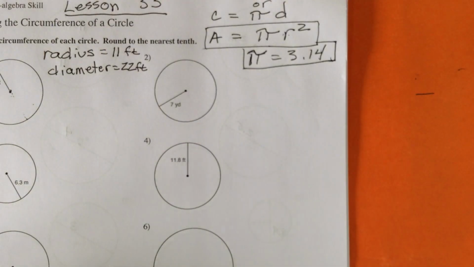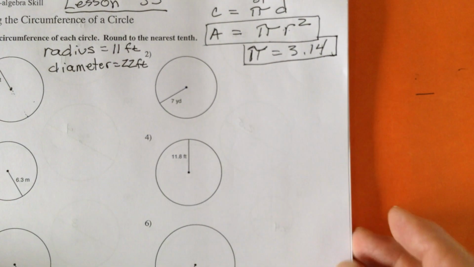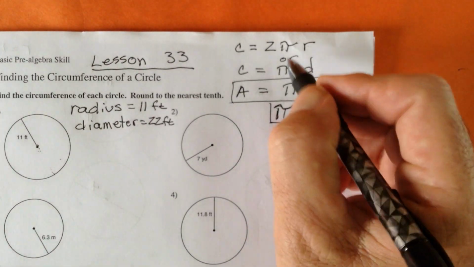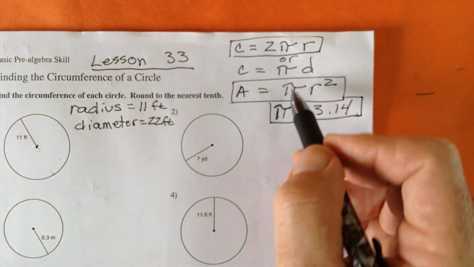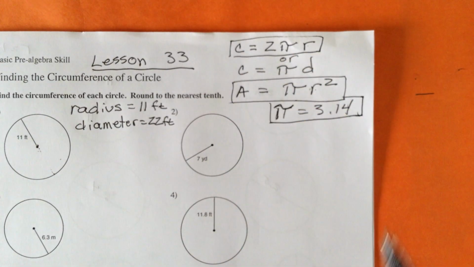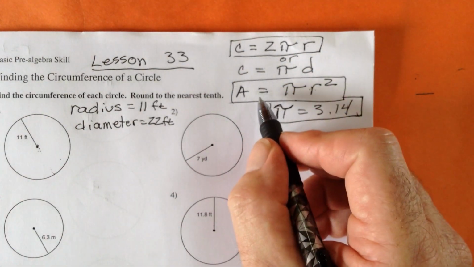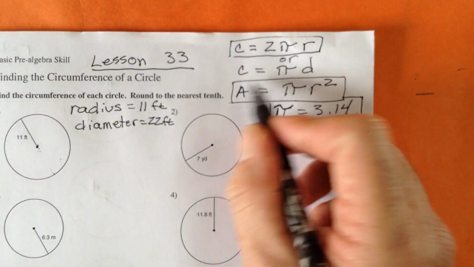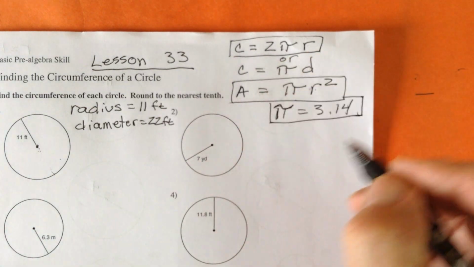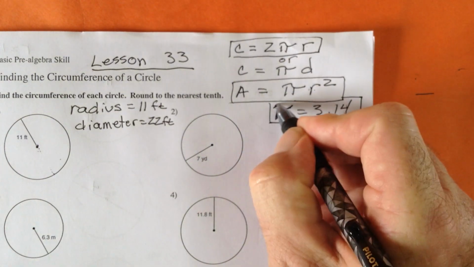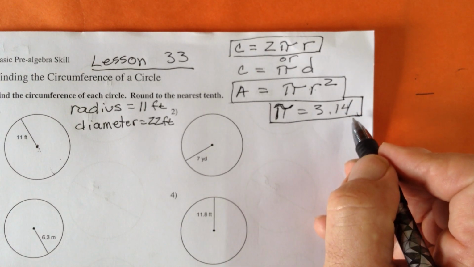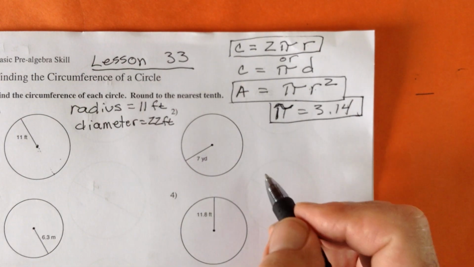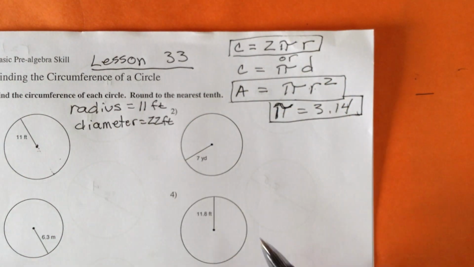So in this lesson, this introduction, I'm going to use mostly the radius. I'm going to use mostly this one right here for finding the circumference. If you're more comfortable with the other one, you can. And this one is the formula for finding the area of a circle. This symbol, pi, stands for 3.14, and that's all you need to know. The next video we'll start doing the calculations.